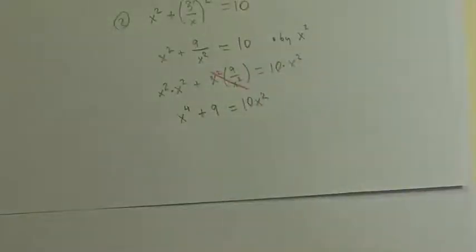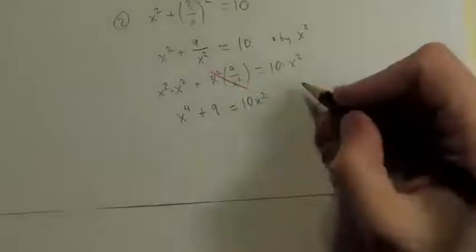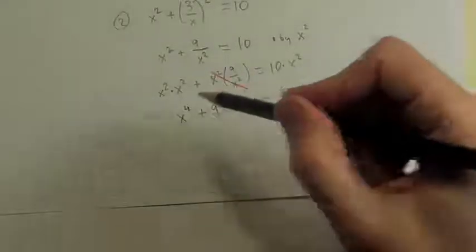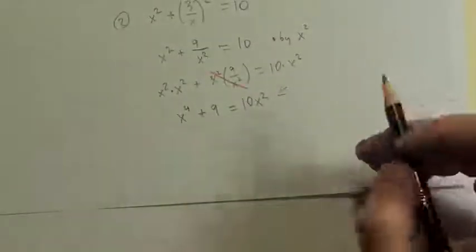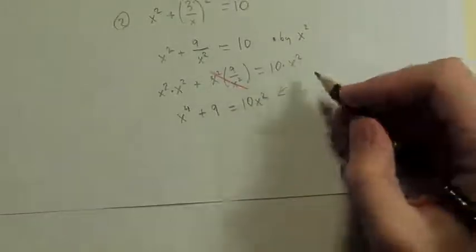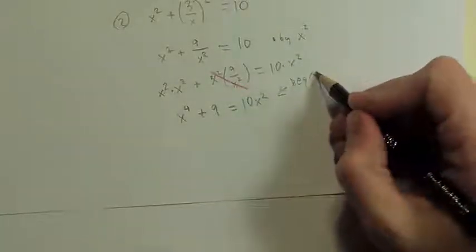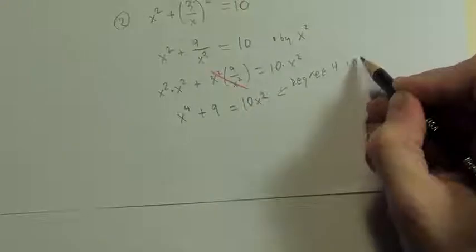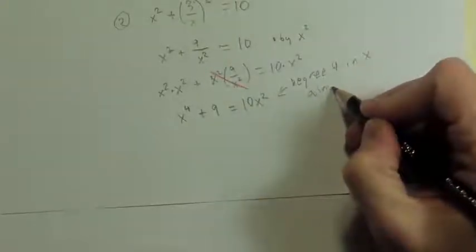Alright, so now we have an equation just in x, and it's a degree 4. But it's degree 4, but almost quadratic. So this is degree 4 in x, almost quadratic.